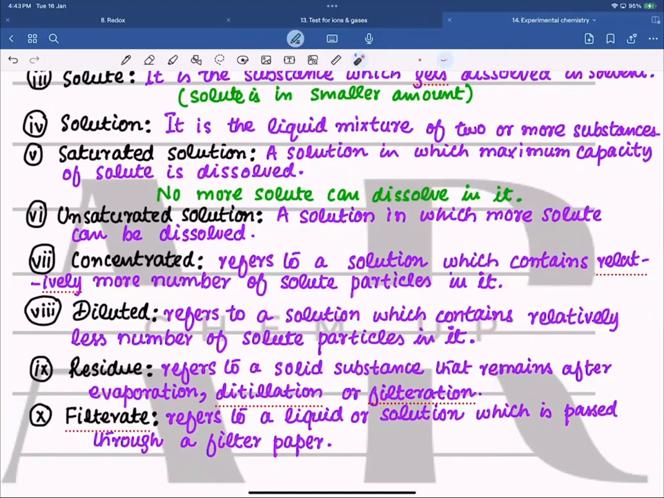When the solvent evaporates, if we get a solid left behind, that solid is called residue. For example, you take seawater. When you heat it, the water will evaporate, and in the container there is solid salt left behind. So that solid salt is called residue.